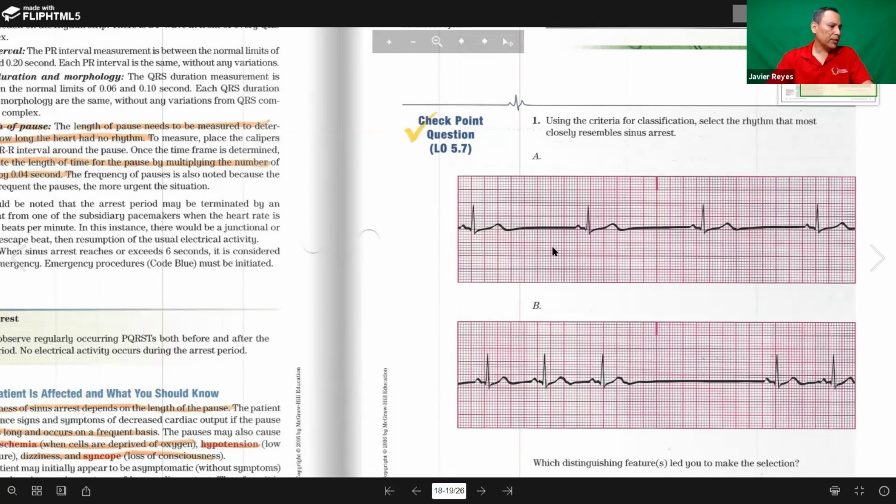So the length of the pause needs to be measured to determine how long the heart has had no rhythm. So measure, place the calipers on the R to R interval and around the pause. Once the time frame is determined, calculate the length of time for the pause. So how long is the pause? Can y'all calculate it? How do you calculate it? Measure, count the big squares.